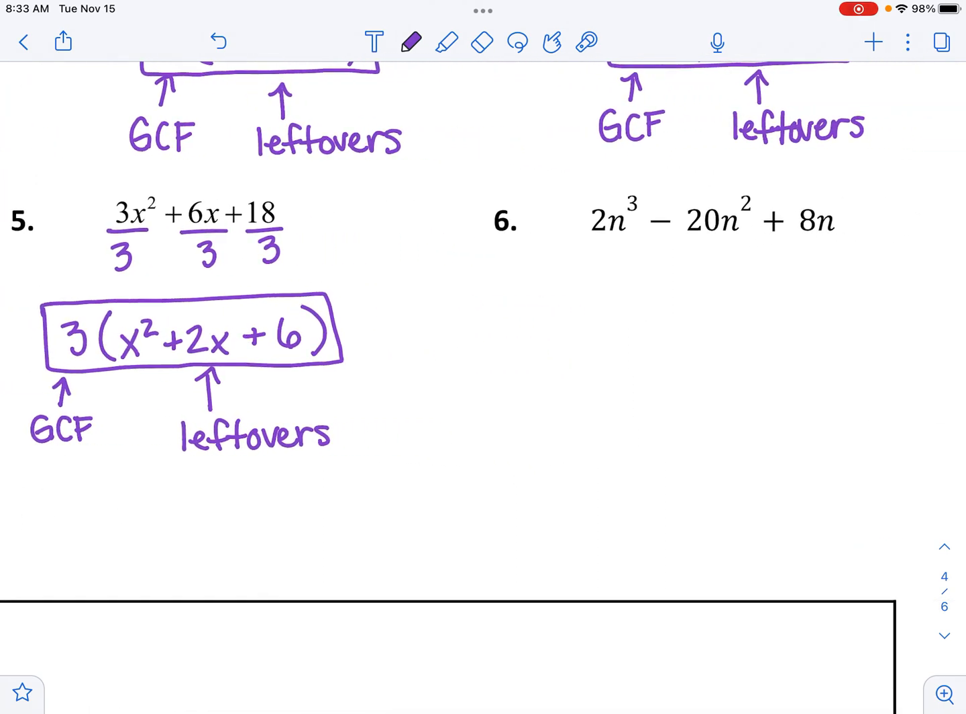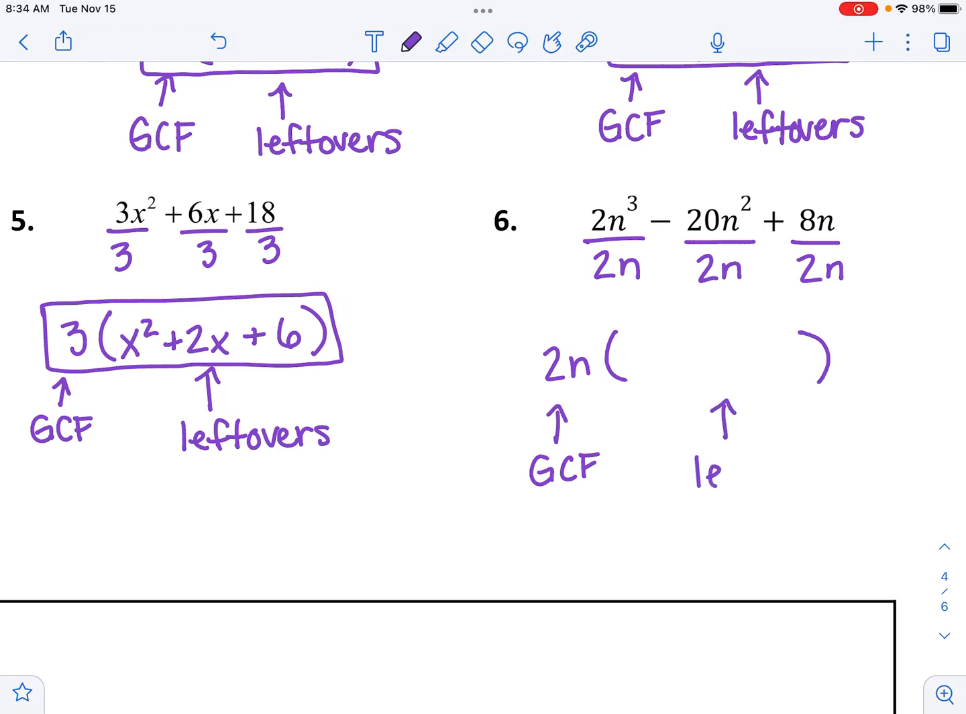All right, last one for GCF before we move into difference of squares. All right, 2, negative 20, and 8. 2 is my lowest number. They are all even, so I can take that 2 out. And now if we look at the variables, I have n cubed, I have n squared, and I have n. We have variables in every single term, so we can take a variable out. But the 8n over here just has one n. We can't take out any more than that 1 because 8n only has 1 to take. So our GCF is 2n. That is going to go out front. Parentheses for the leftovers.